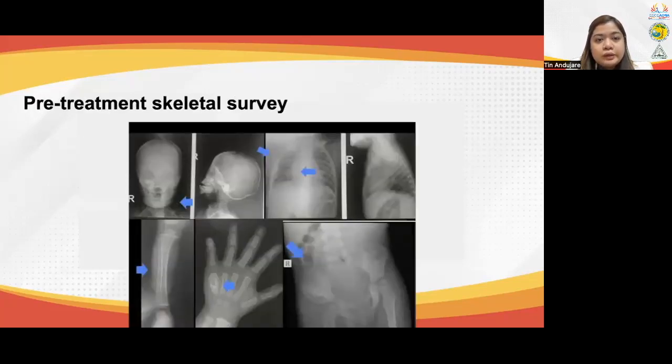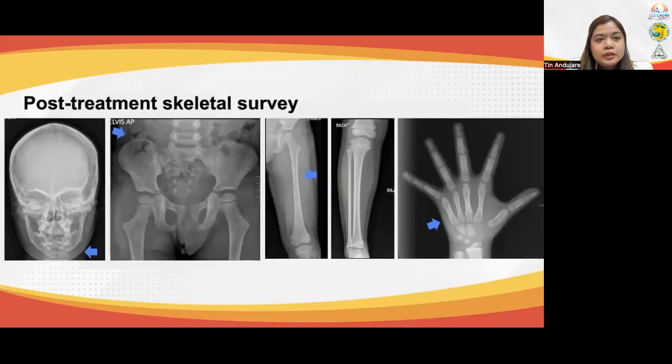These were the radiographs done during the pre-treatment skeletal survey, showing us sclerotic changes in the left mandible, the left clavicle, the glenoid fossa, in the 4th to 8th rib, as well as in the left radial shaft. At 2 years, a skeletal survey was done. This time it showed us improving or resolved lesions, as well as no new lesions from the said survey.